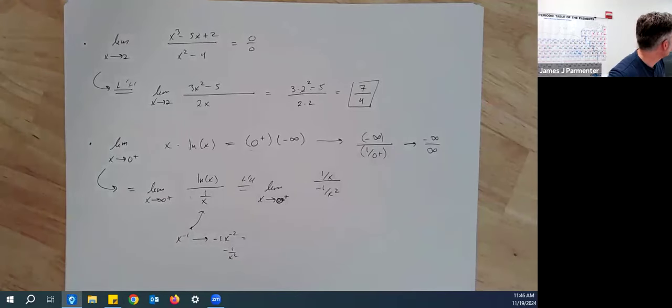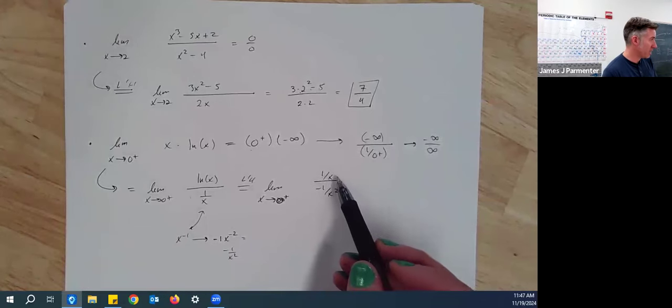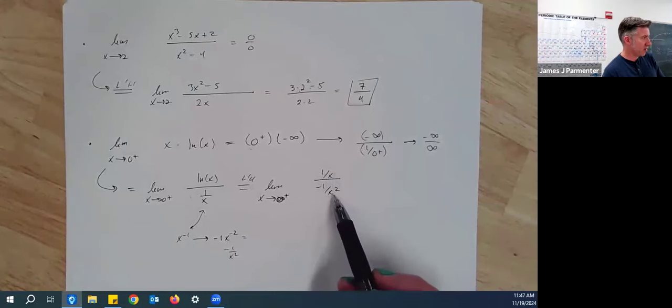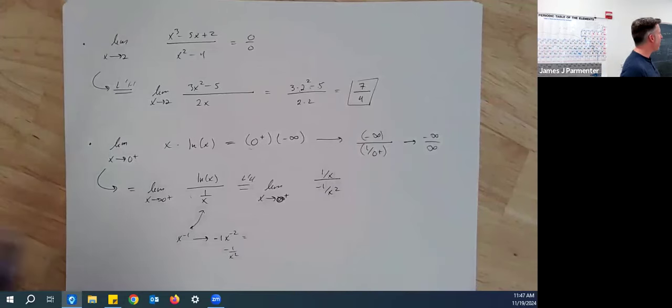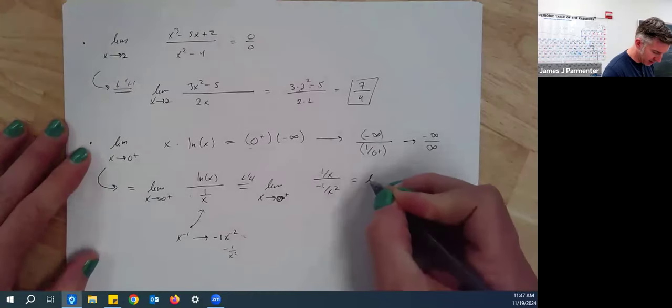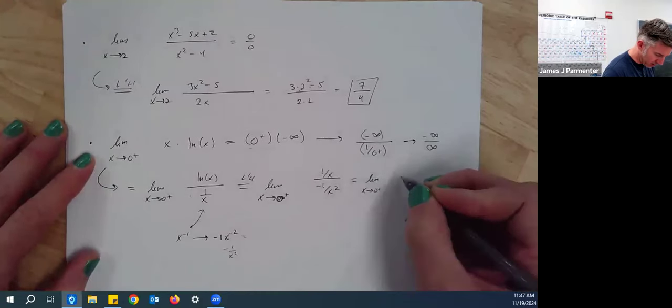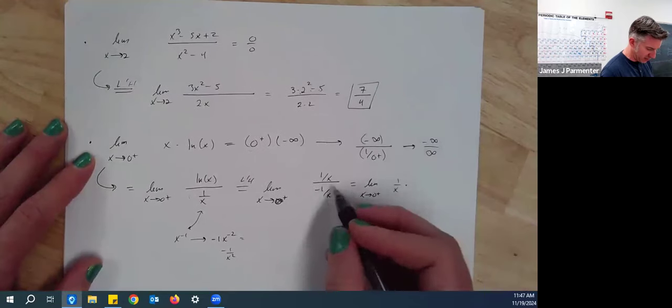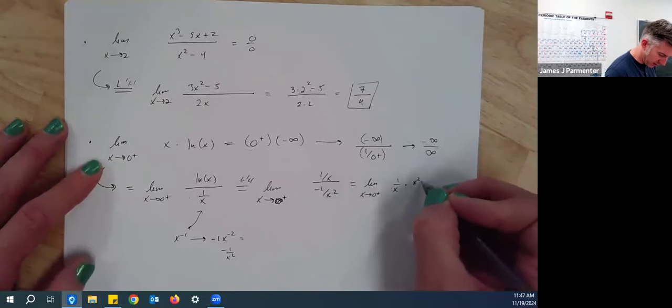Now be careful here. It's easy to convince yourself that we should keep using L'Hopital's rule if we're not careful. If you plugged in 0 from the right now, you'd have a 1 over 0, which is like positive infinity, and a negative 1 over 0, which is like a negative infinity. You could be like, oh yeah, I have an infinity over infinity type. I could still use L'Hopital's rule. Technically, you could, but we should simplify before we try to keep going forward. So if I simplify this, I'm going to write this as the limit as x approaches 0 of 1 over x times the reciprocal of negative 1 over x squared, which is x squared over negative 1.